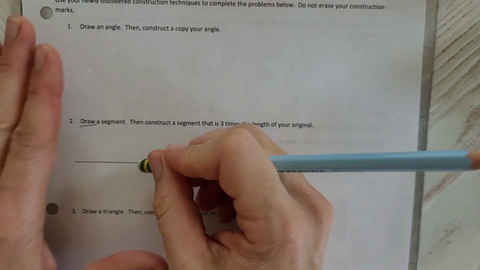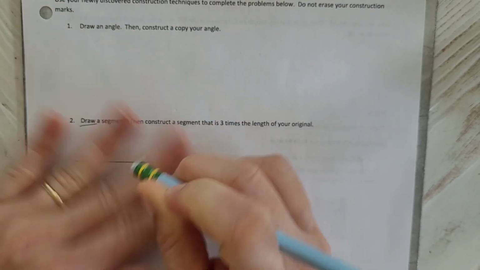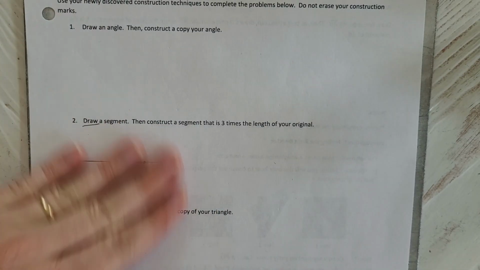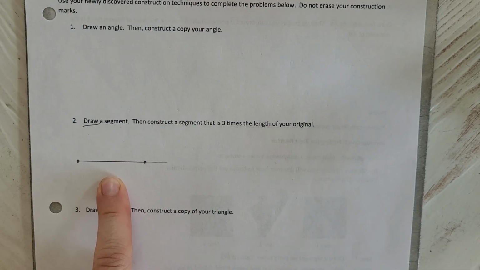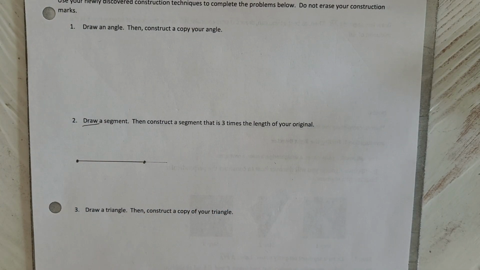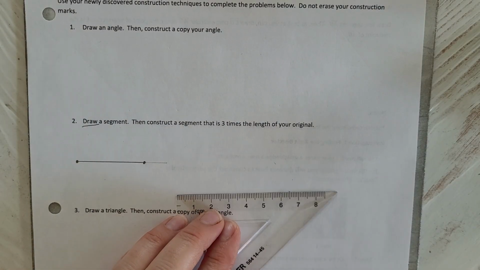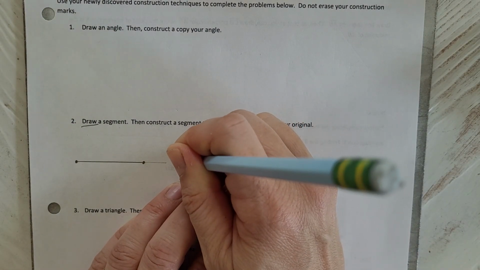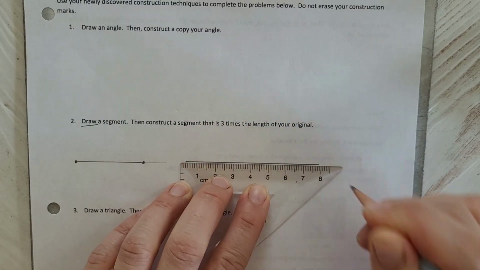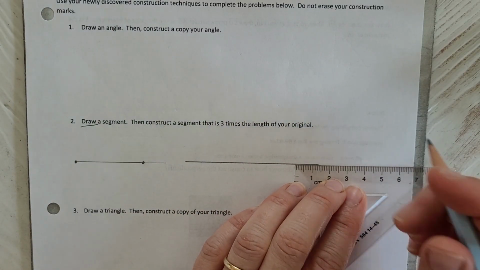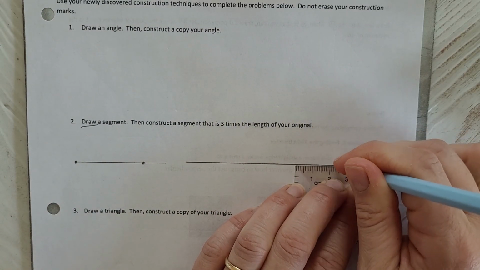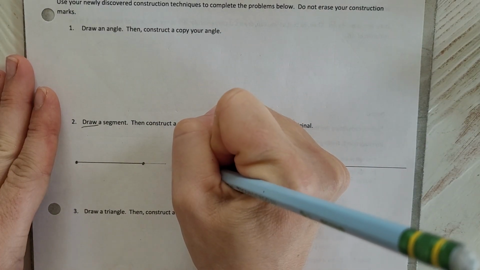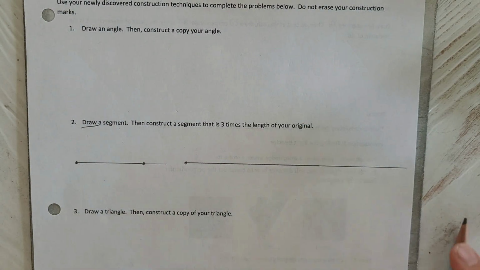1, 2, that might be a little bit too long. And I'll mark my endpoints. So that's the segment that I'm going to duplicate, make it 3 times as long. So to do my duplication, I will put this over here. I will pick an endpoint and draw my ray. And because I'm doing 3 times this length, if I had a ruler, I could probably make it as long as I needed. And I like to mark my endpoint.